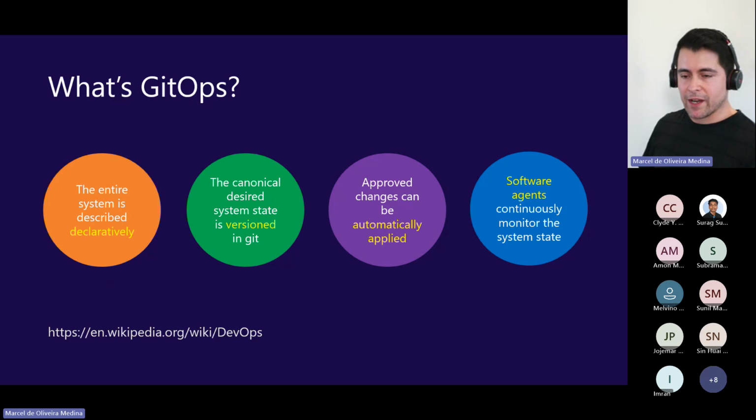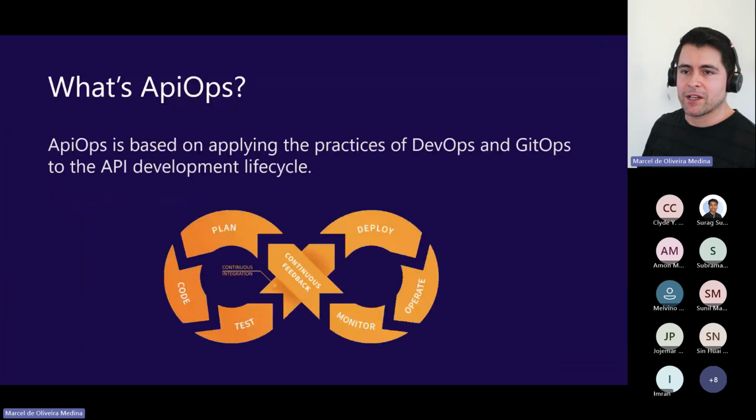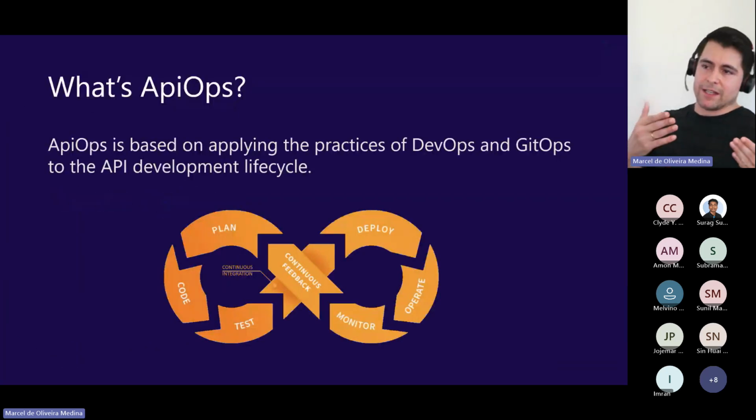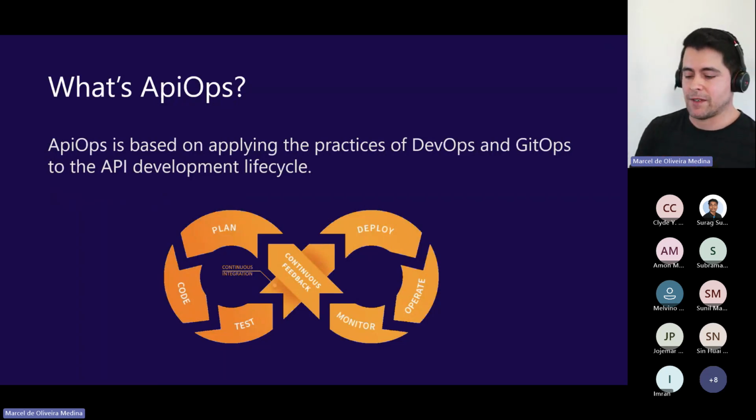Also available is an extract from Wikipedia. So as you can see, we have DevOps, then GitOps, and what's API Ops. It is an evolution, right? API Ops is going to be the combination of these practices of DevOps with GitOps, right? Applied to the API development lifecycle.